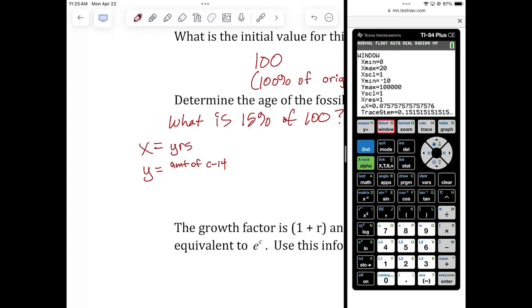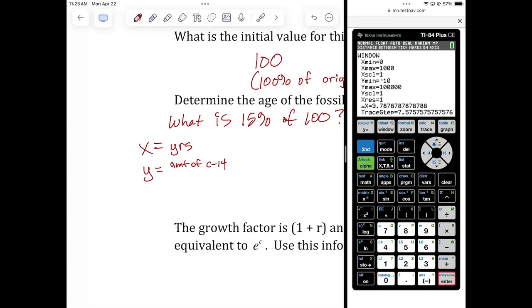So what would be a good lower bound for years? Do we need to go negative? Did we discover it before we discovered it in negative land? No, so 0 is a good left bound. What's a good upper bound? How old do you think this fossil can be? This is the one you have to kind of play with. Let's try 1,000 years old.